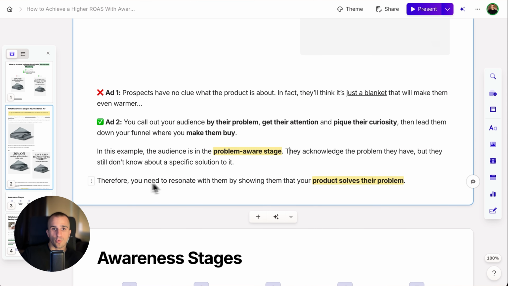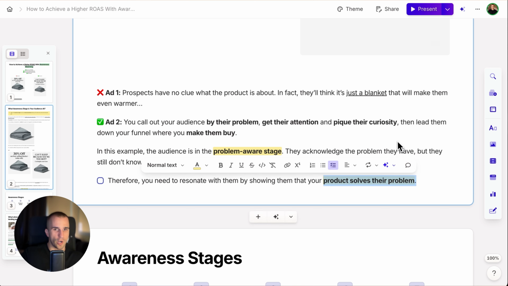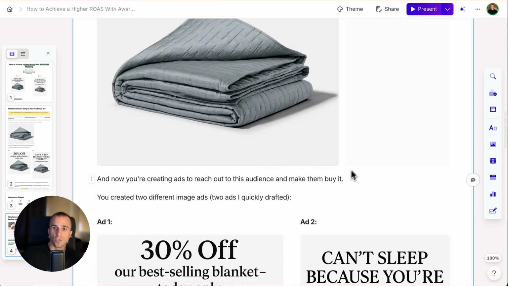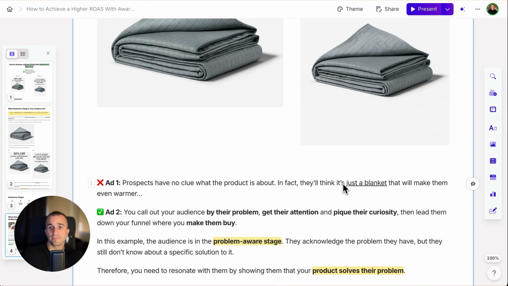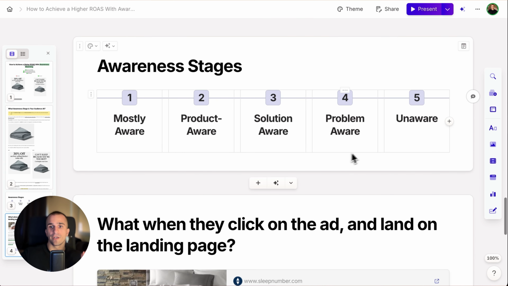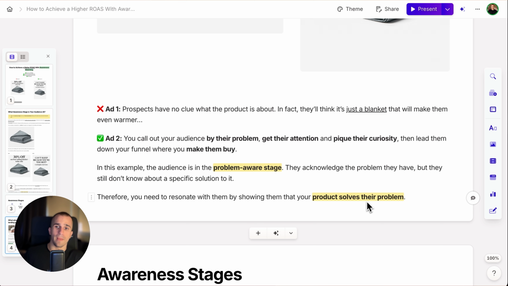So therefore, you need to resonate with them by showing them that your product solves that problem, and we're trying to call them out with the problem so that we get their attention with a headline and that we get them into our funnel where we eventually sell them our product that solves their need, right? So this is essentially what the awareness matching is. You need to understand where on this scale that we're going to cover here your audience is, because your messaging is way more effective when somebody sees your ad and instantly resonates with it, and therefore the chances of making them buy are way higher.